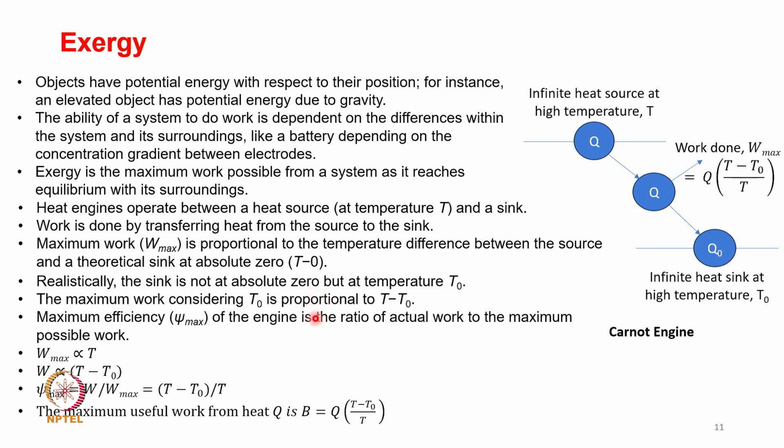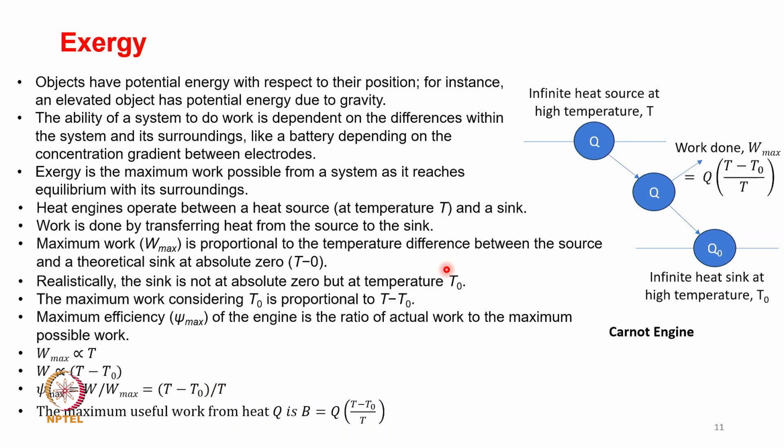And the work efficiency of that engine is the ratio of the actual work to the maximum possible work. So W max of course is proportional to T, and that is the maximum work that you can extract, but your sink is definitely not at absolute zero. So you can only do so much work. So W, the actual work done, is proportional to T minus T naught, and of course we can compute the ratio of that, which we call psi max. W by W max is equal to T minus T naught by T.